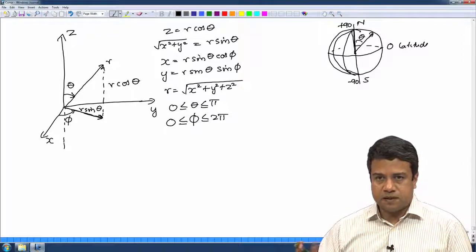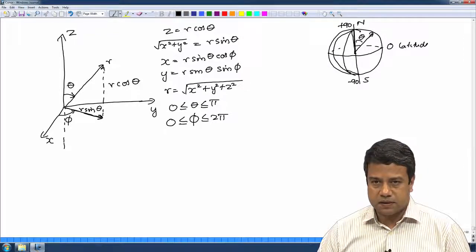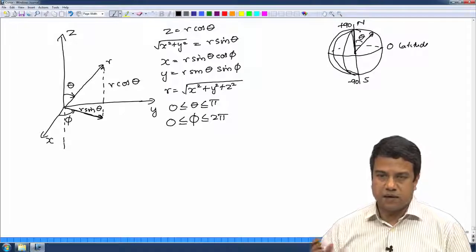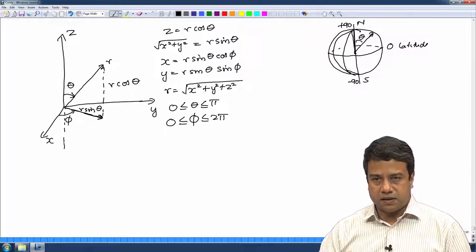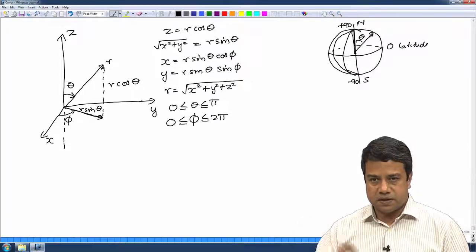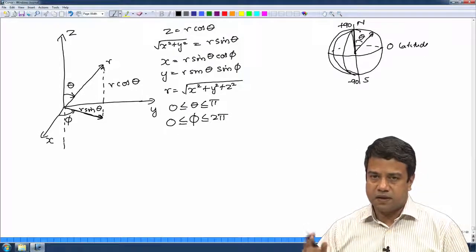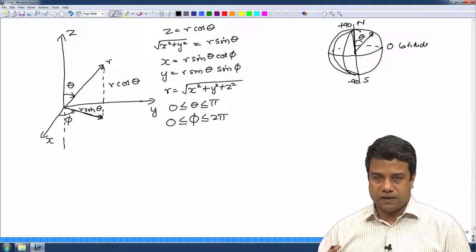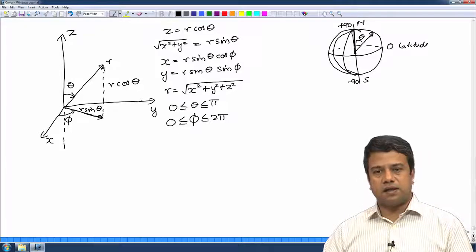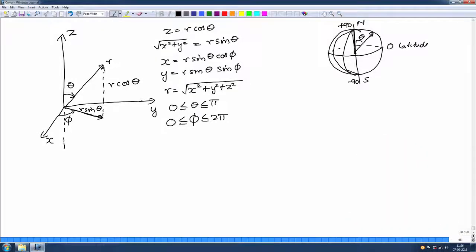In the globe, this is measured from the 0 meridian, which is at Greenwich in England. It passes through there. You can choose any arbitrary reference for the meridian. It goes from 0 to 360. So, these are the angles theta and phi in this spherical coordinate system.